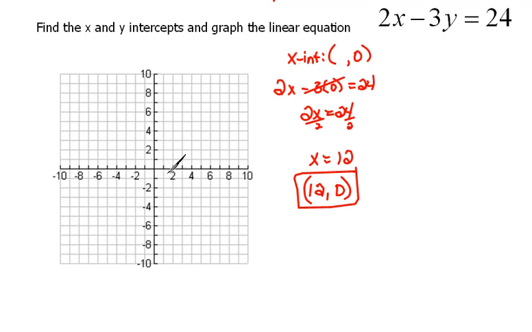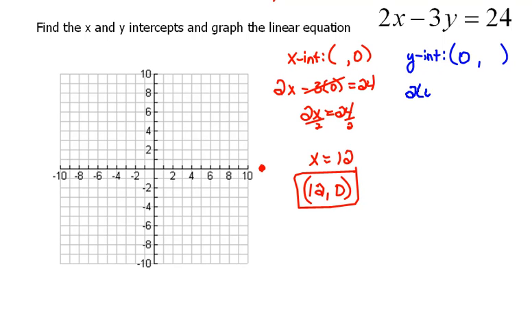And if I plot that, well, 12 in the x direction, that's a little bit off my graph there, isn't it? But that would be right there. Okay, let's find the y-intercept now. So our y-intercept, we know that every single one of those has an x value of 0. So now let's use that and find the y-intercept.